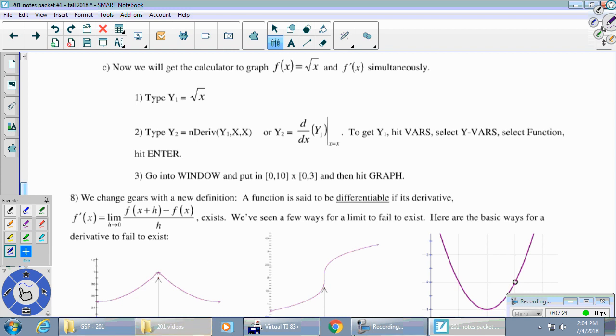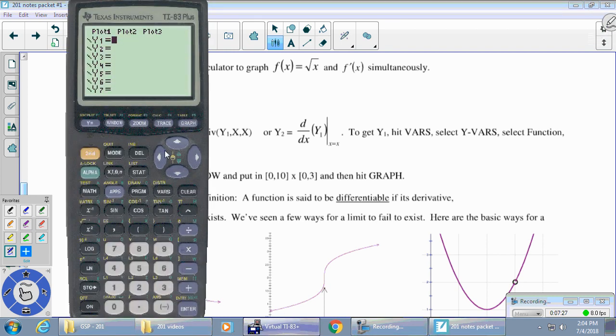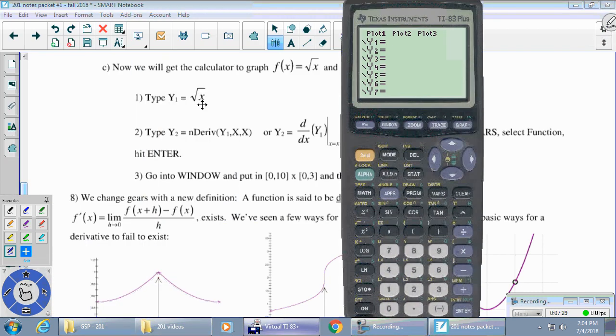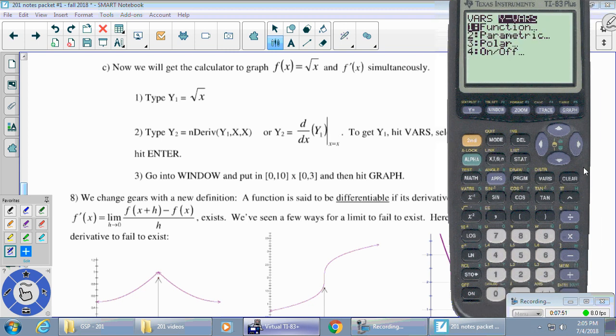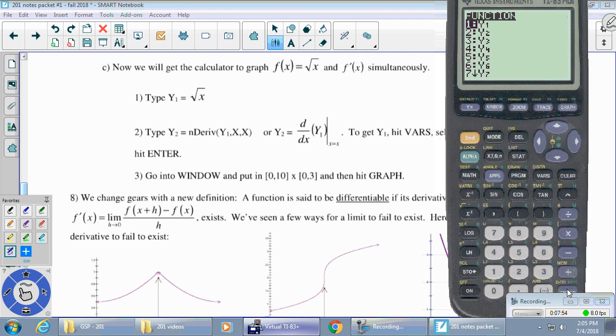So we're going to go into the y equals. We're going to type in the original function in y1, so that's the square root of x. And then we're going to go to y2, and it says you're going to type the following. So nDeriv is still in math, and it's still number 8. I'm going to make my syntax look like this, but if you have the newer OS, make it look like that. So I want to put y1 right here or here, and again that's vars, and then to the right, and then enter and enter. Okay, and for me it's a comma x comma.